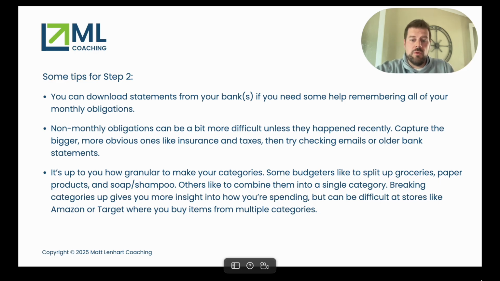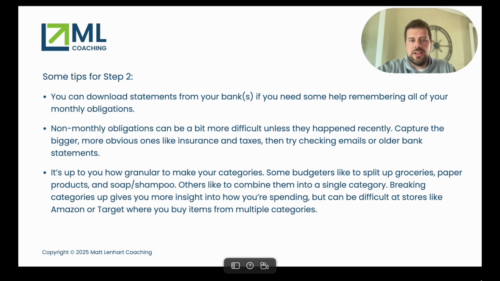Others like to split those up. They want to see how much am I spending on groceries, consumables, things I'm eating? How much am I spending on napkins and paper towels? How much am I spending on shampoo, soap, toothpaste? They like to see those split up. So if you break them up like that, it does give you a little more insight on your spending. So if you're concerned that you're overspending in one of those areas, you can see that in your budget as time goes on.